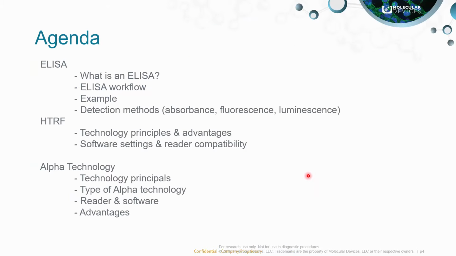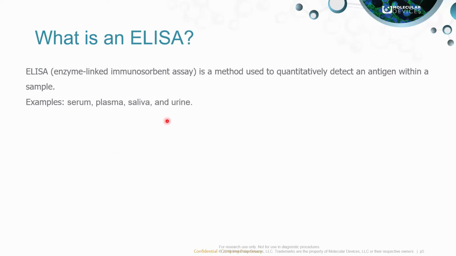So to start off, here is a brief look at what we will cover today. We'll look at what an ELISA is, its three base detection modes, and then finally move on to some more advanced technology such as HTRF and Alpha technology. So first off, what is an ELISA?